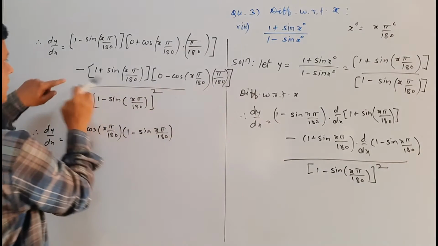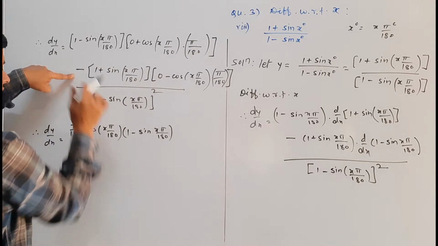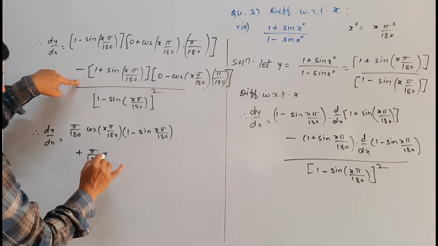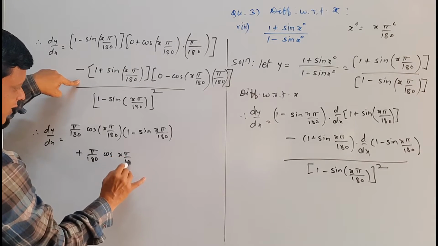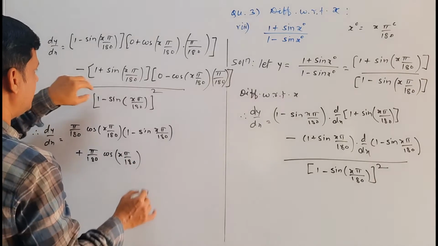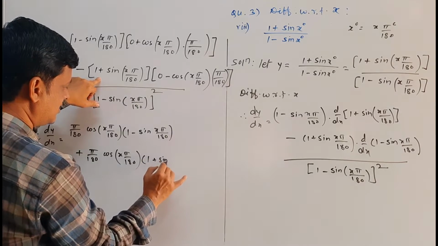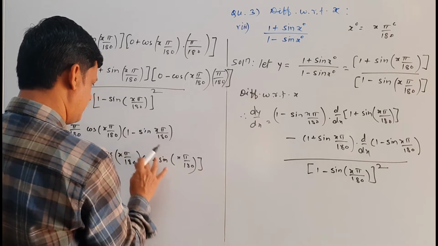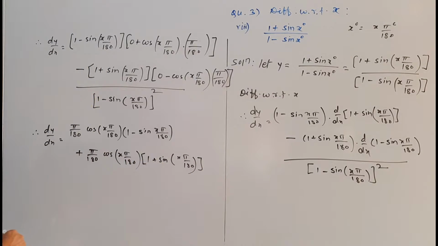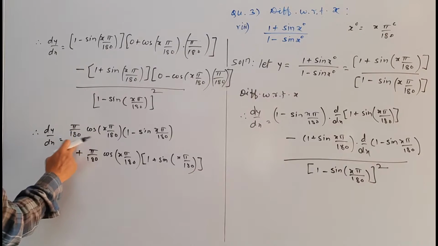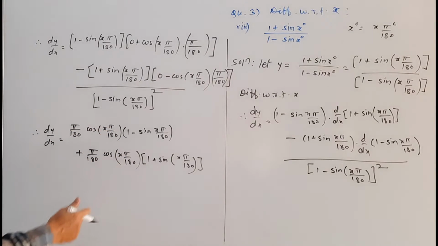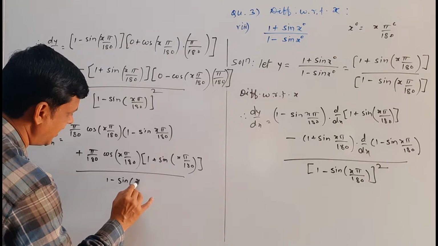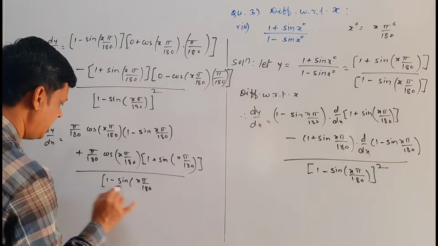Now these terms, when we write at first position, so minus minus gets plus, so we write here plus pi upon 180 into cos of x pi upon 180 into 1 plus sine x pi upon 180. Now you can take pi upon 180 cos x pi upon 180 common from both and write the denominator as it is, 1 minus sine x pi upon 180, its bracket square.